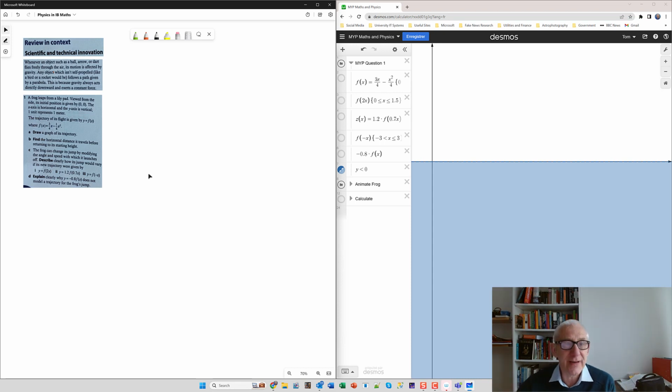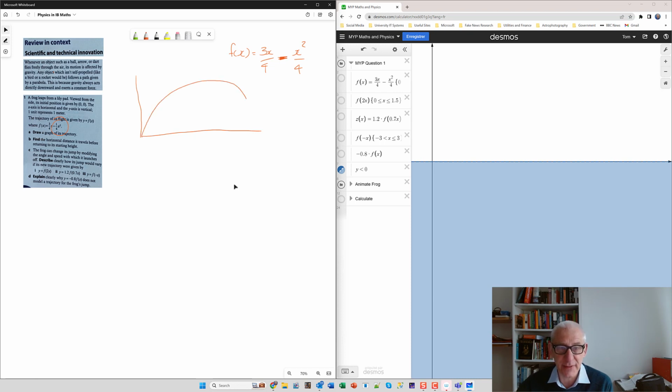Okay, so when you're asked to do this, you need to think of what path the frog will follow when it jumps. And the clue is in this part of your function. So I'll just write the function out nice and large up here: f(x) = 3x/4 - x²/4. So the minus x squared means you're going to get an upside down parabola. So it's going to look something like this.